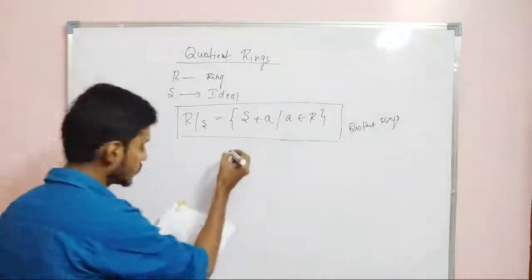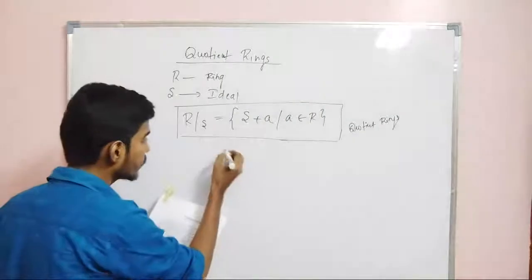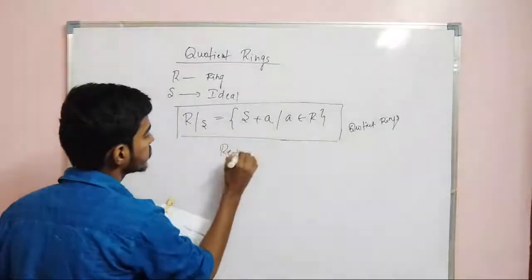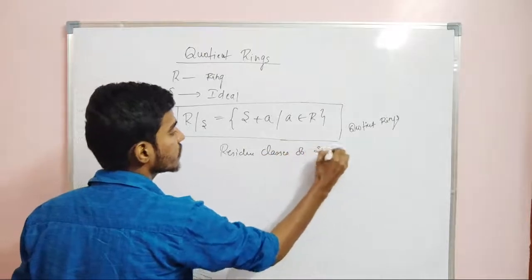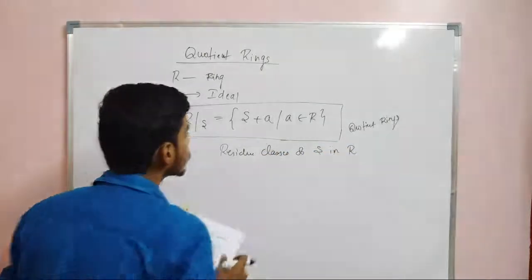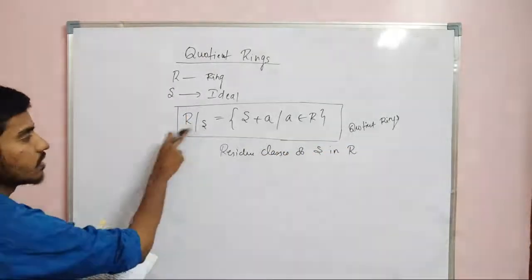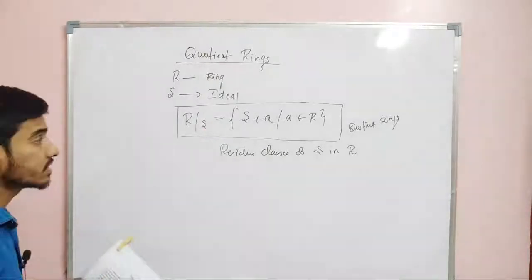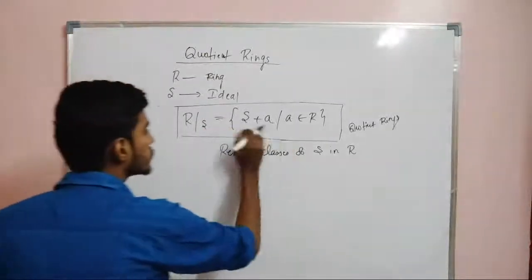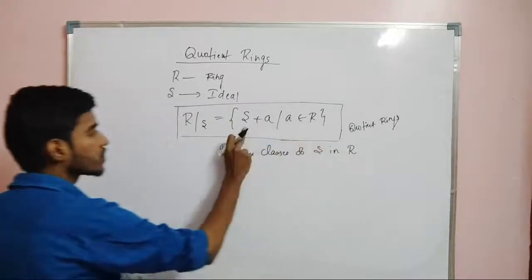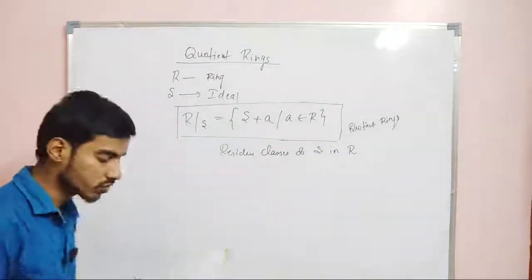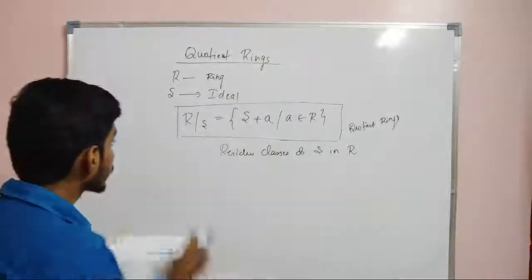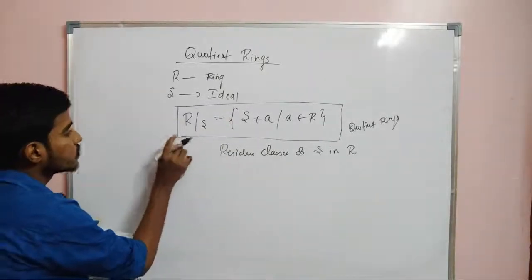It is also called the residue classes of S in R. S plus a is a coset, and this is the set of all cosets. S plus a means a right coset, and a plus S means a left coset. So in this, this will form a ring.